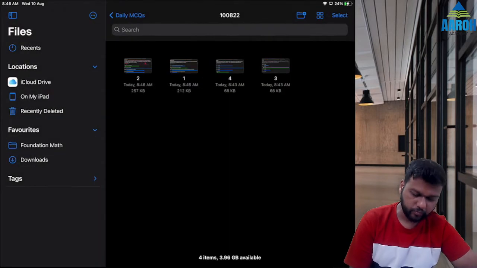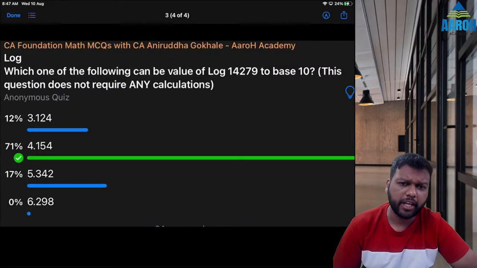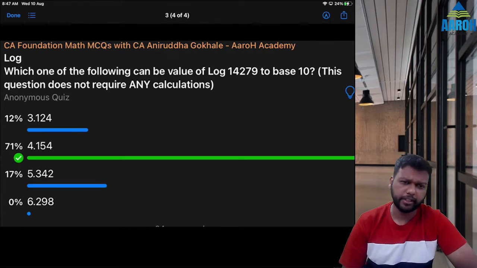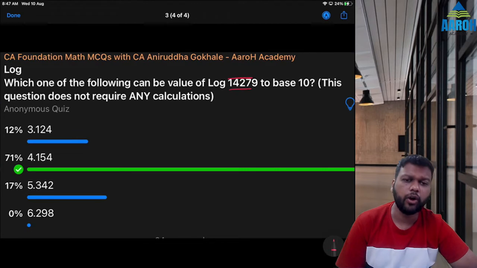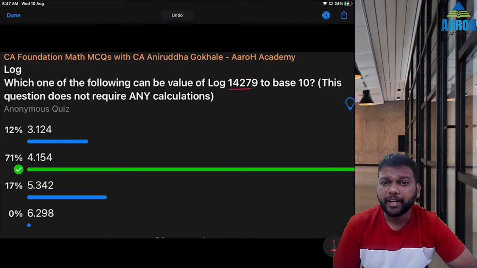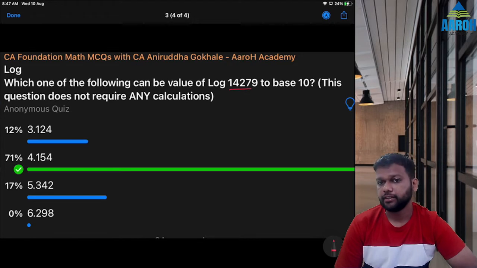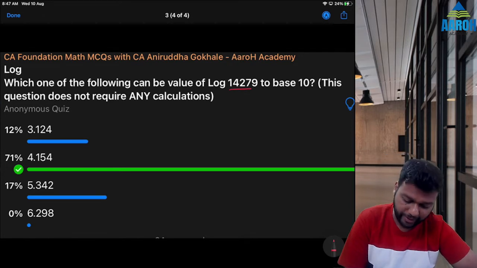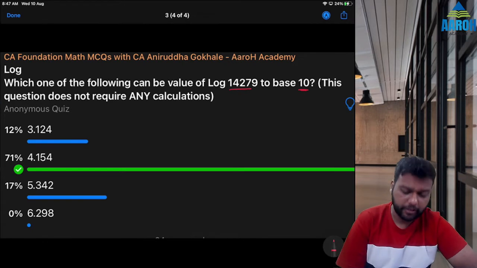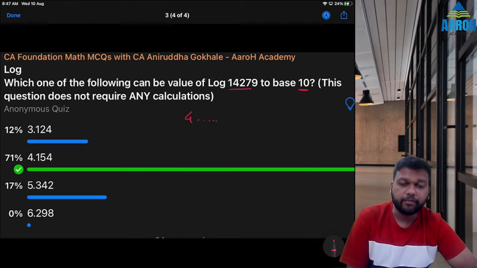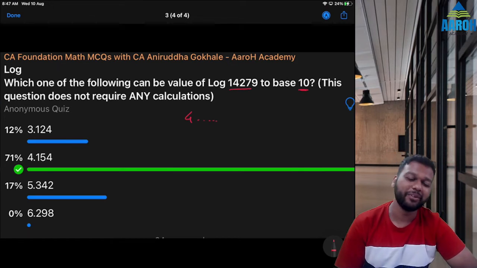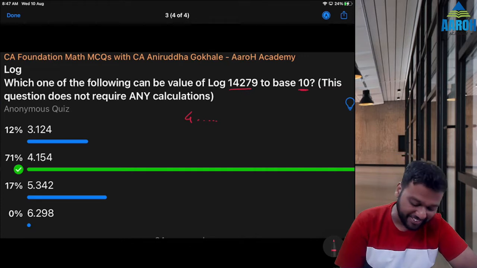Third, which one of the following can be the value of log 14279 to base 10? This question does not require any calculations. Many people have got it correct. While looking at a log, you can separate the value into characteristic and mantissa. The characteristic of a log to base 10 is the number of digits minus 1. There are 5 digits, so the characteristic is 4. So 4 point something will be the answer, which is option B.